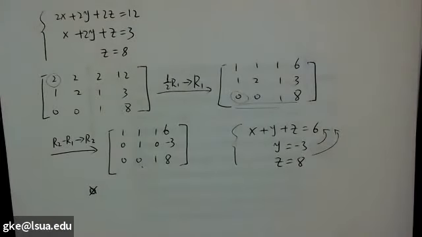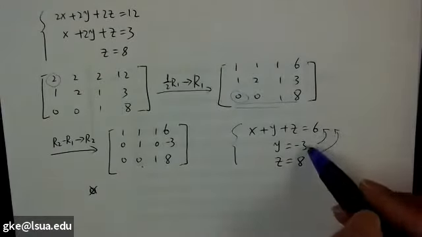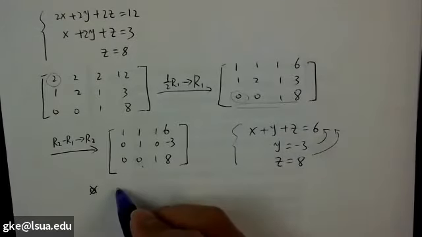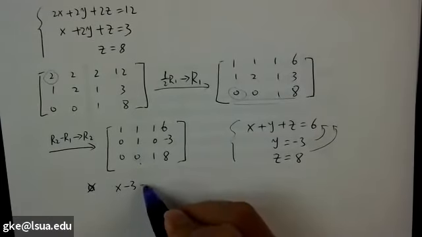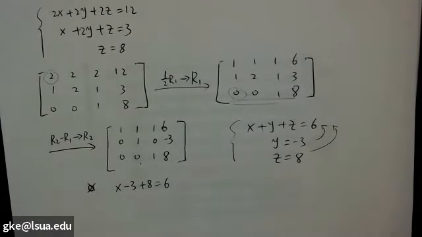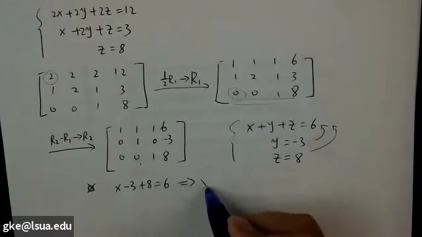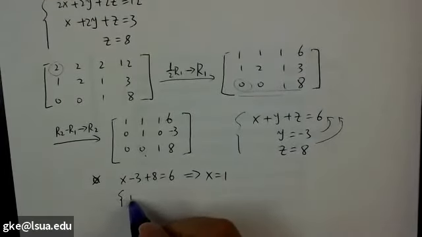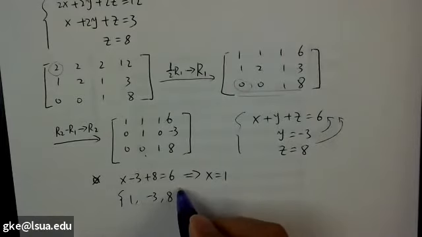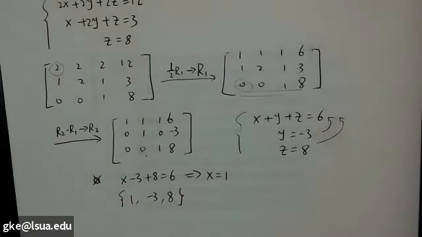Back substitution. We plug back in: x plus -3 plus 8 equals 6. And we can get x equals 1. So the solution set should be 1, -3, 8. That's it. Okay.